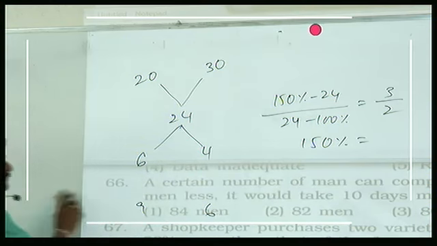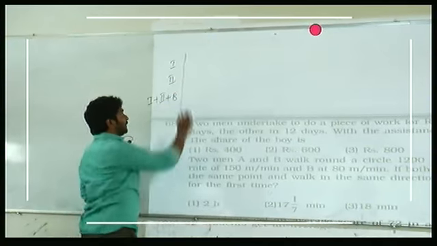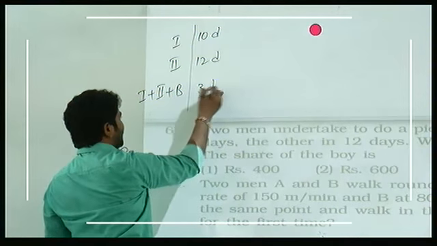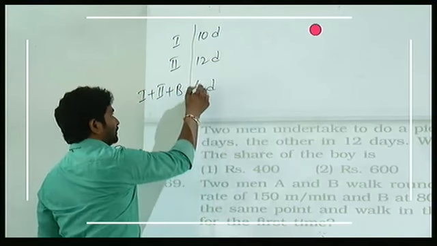68. 2 men undertake to do a piece of work for 1500. One alone could do it in 10 days. The other can do it in 12 days. With the assistance of a boy, they finished it in 4 days. The share of the boy? Right. First person, second person, second person along with a boy. First person alone can do it in 10 days. Second one can do it in 12 days. All together completed in 4 days.